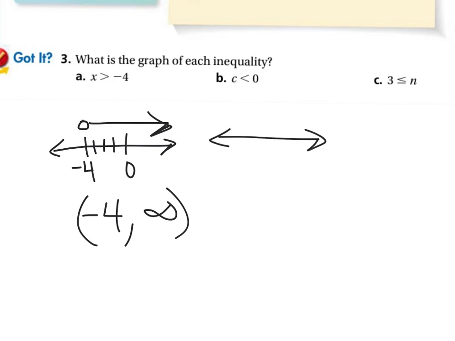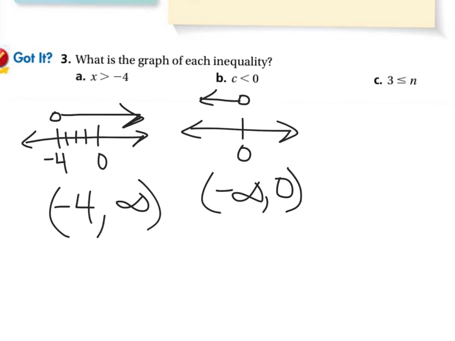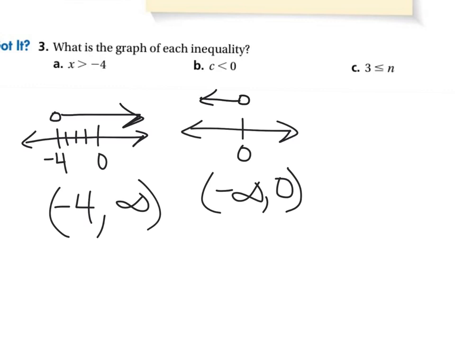So for part B, c is less than 0. So we'd start at 0, open circle though, because it doesn't include it, and less than 0 would be going to the left. And then for interval notation, furthest to the left we go, we keep going to negative infinity, so parentheses negative infinity, and then we're going to 0, not including 0, so we'll put parentheses there also. And part C, I would recommend highly that you switch that around. So it's the same as n is greater than or equal to 3.